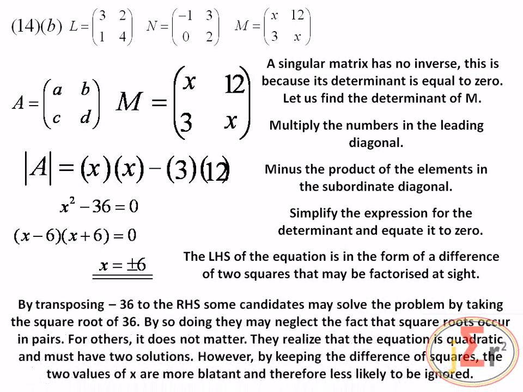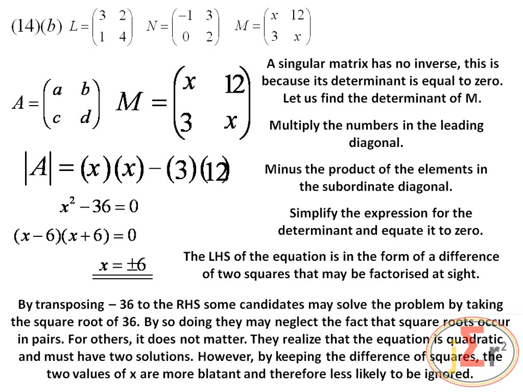By transposing negative 36 to the right hand side, right here, so if solving this equation, we say x squared is equal to, transpose this, we get 36. So by transposing negative 36 to the right hand side, some candidates may solve the problem by taking the square root of 36. By so doing, they may neglect the fact that square roots occur in pairs. For others, it does not matter. They realize that the equation is quadratic and must therefore have two solutions.